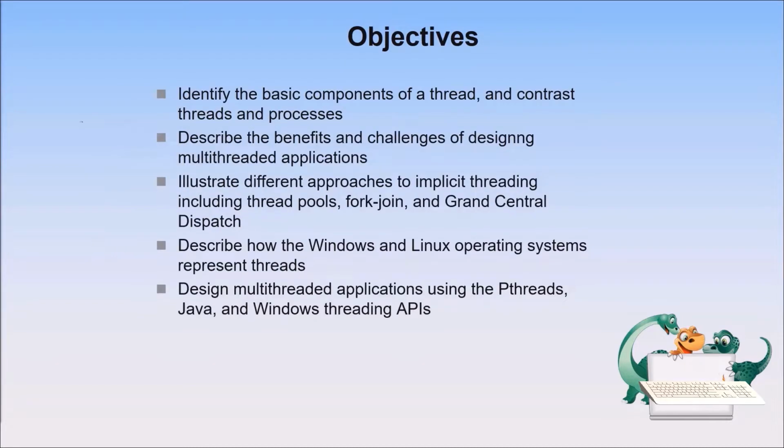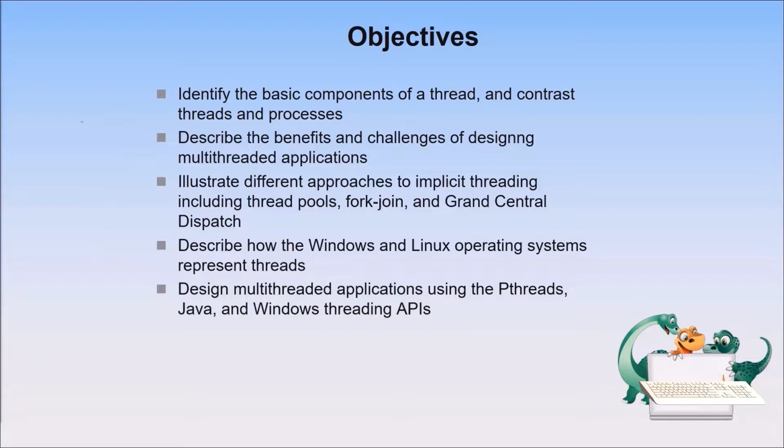At the end of this discussion, we should be able to identify the basic components of a thread and contrast threads and processes. Last time we talked about process, and when you say process, this is a program in execution. How about threads? During the process discussion, we defined it as a sub-process.